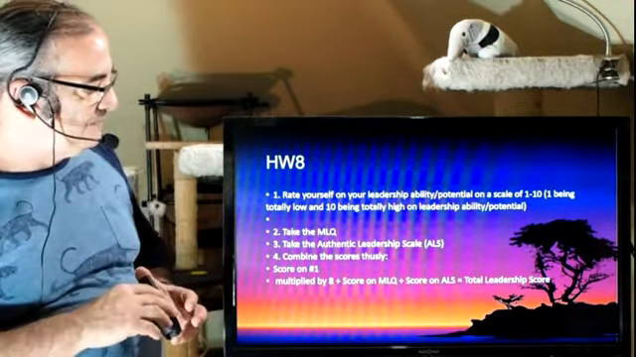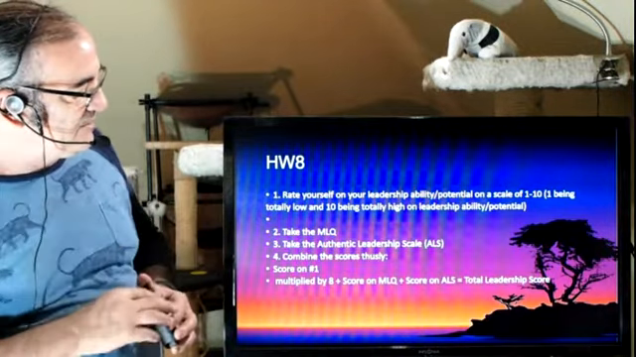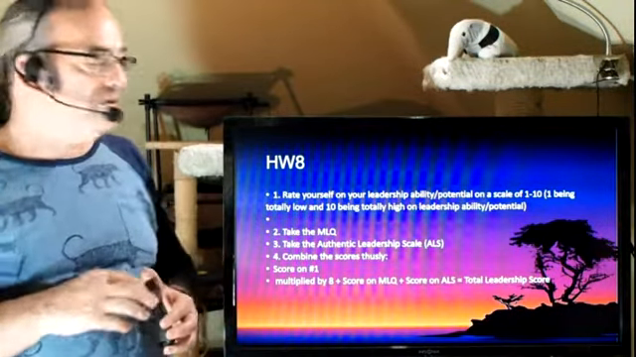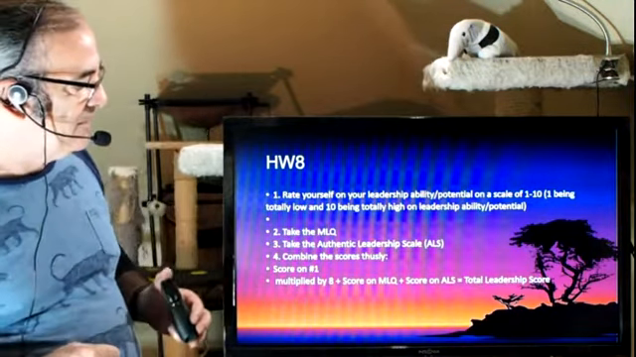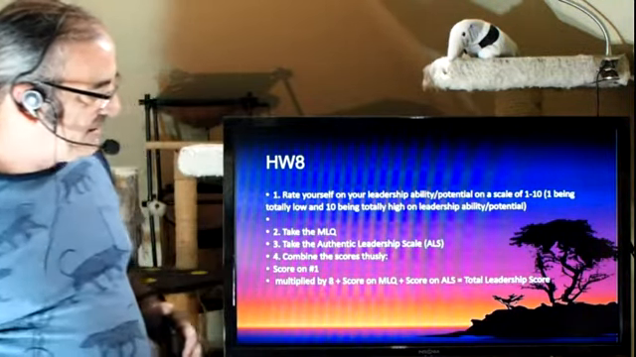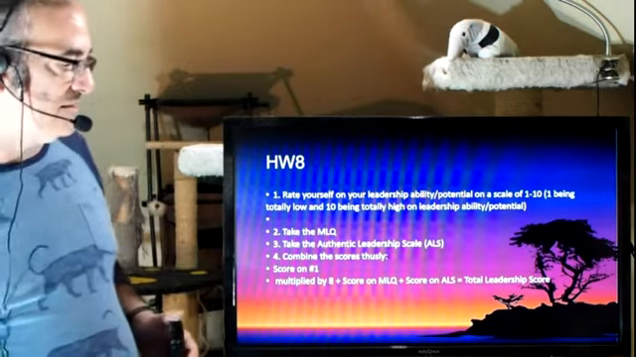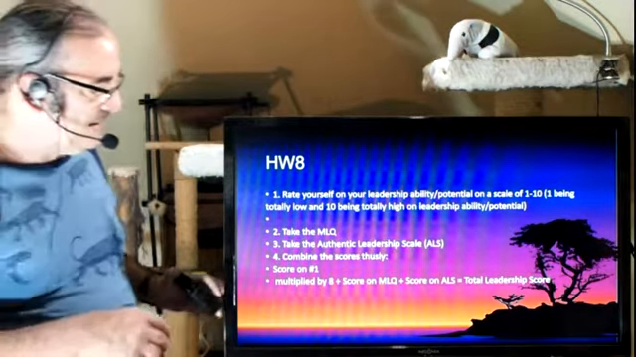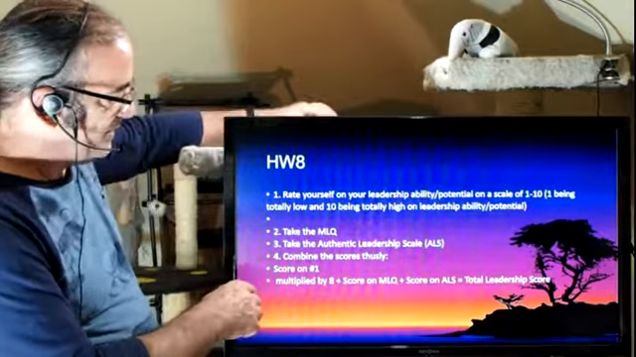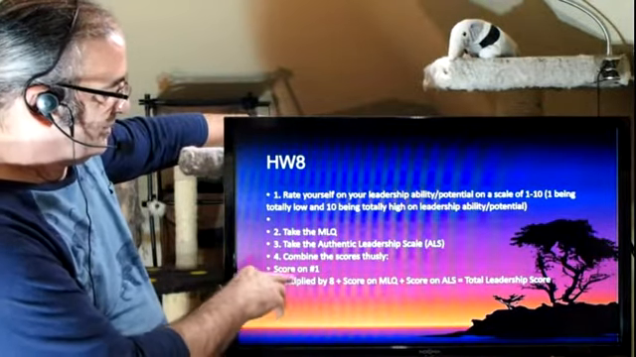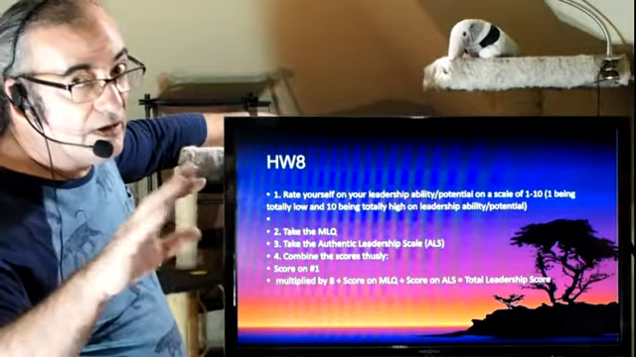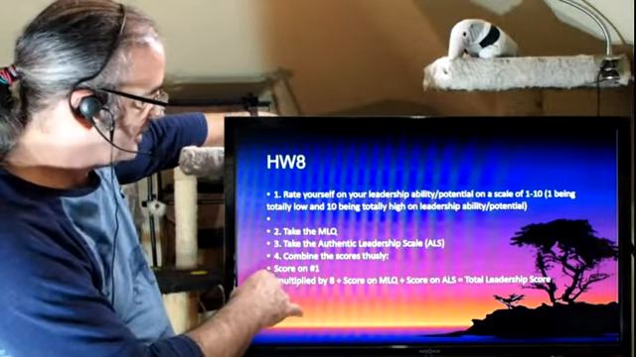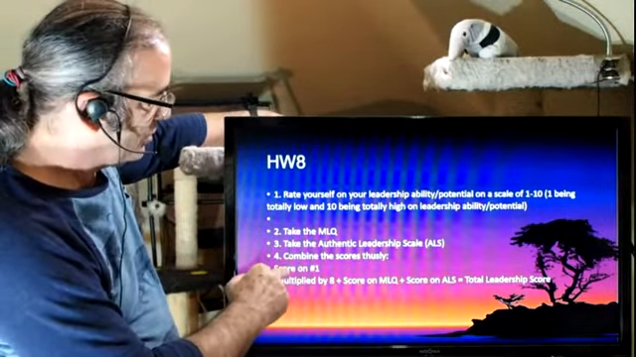That's the simple part. Then I'm going to have a link to the MLQ. You're going to take the MLQ, and then you're going to take the Authentic Leadership Scale, the ALS. Then you're going to combine the scores thusly. And this is also spelled out in the homework assignment on Carmen. So you take your score on number 1 and you multiply it by 8. This is just to make all else being equal on the scores, kind of like a regression equation.